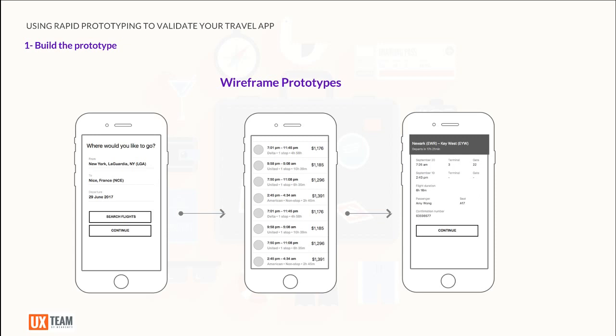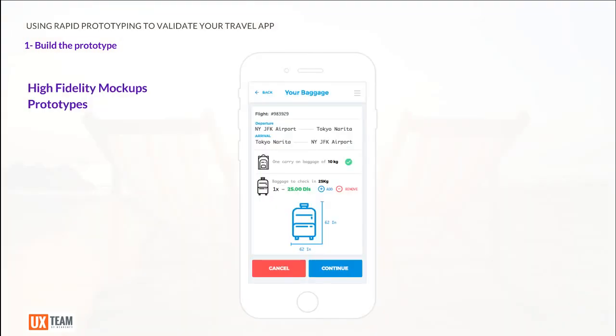So the last one is high fidelity mock-up prototypes, and these are the ones that look exactly how the product will be in the real world. It covers the whole functionality and all the interactions, and also it allows us to validate whether the styling, look and feel looks okay for the user.